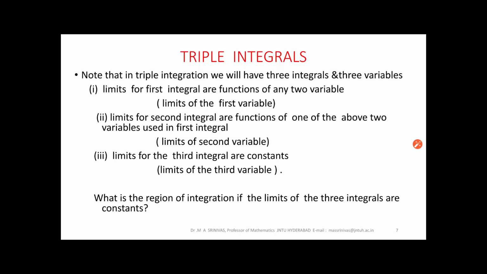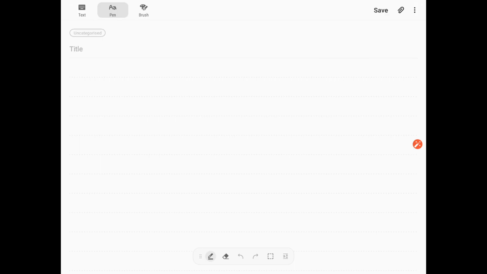So can you identify the region of integration if all the three variables have constant limits? If all the three variables have constant limits, let us observe what could be the region of integration. So suppose z limits are constant. That means z is equal to c and z is equal to d are the two limits. c and d are the limits for z.